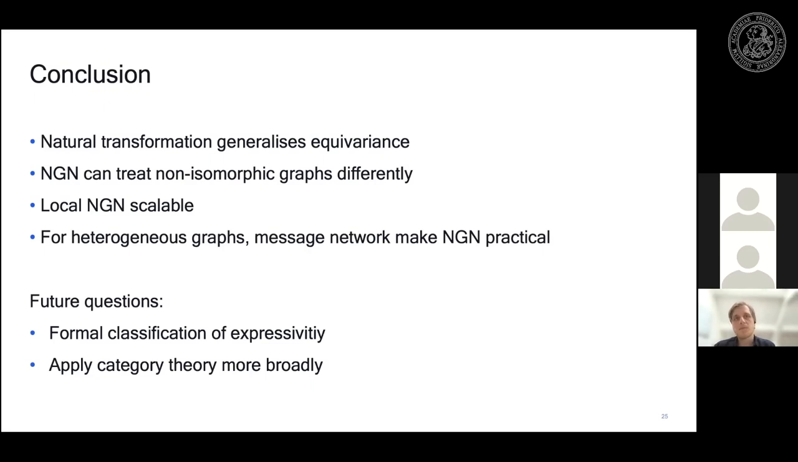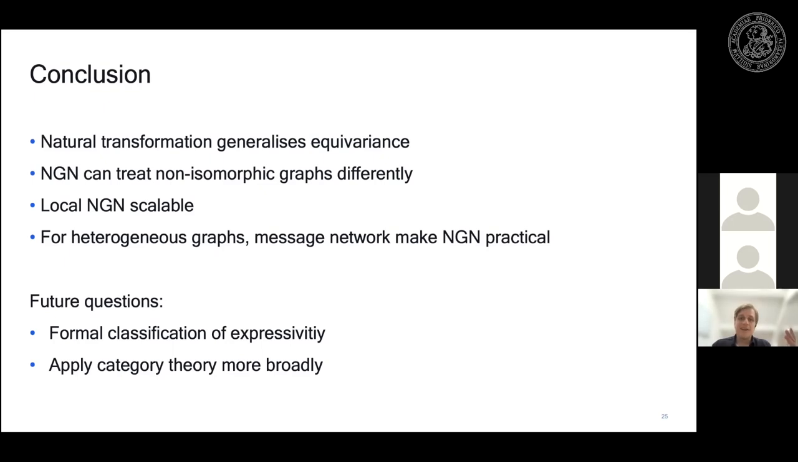There are some obvious future questions that I would be interested in exploring further. Can we find, in relationship to the Weisfeiler-Lehman expressivity tests, a formal classification of the expressivity of this network, as has been done for equivariant graph networks? That is a question I find very interesting. We find in some empirical evaluations that they are as expressive as equivariant graph networks in synthetic settings, but a proper formal analysis would be very interesting.